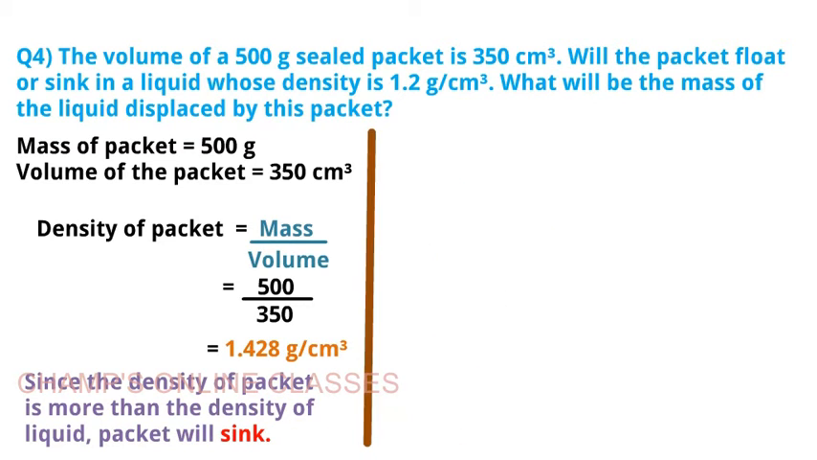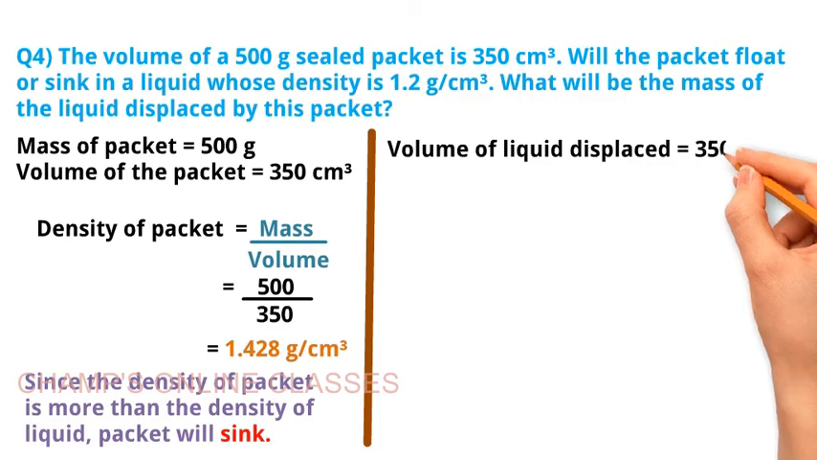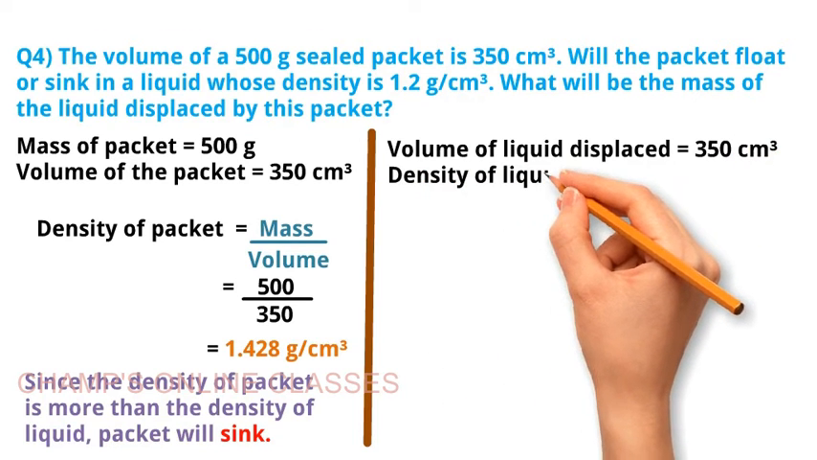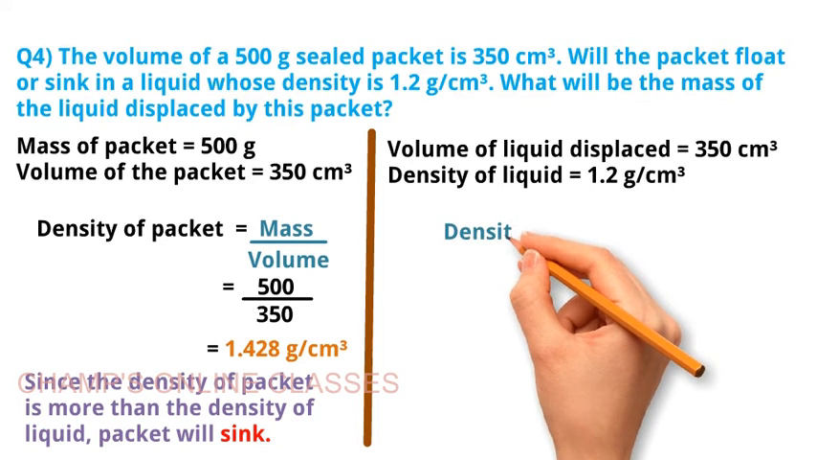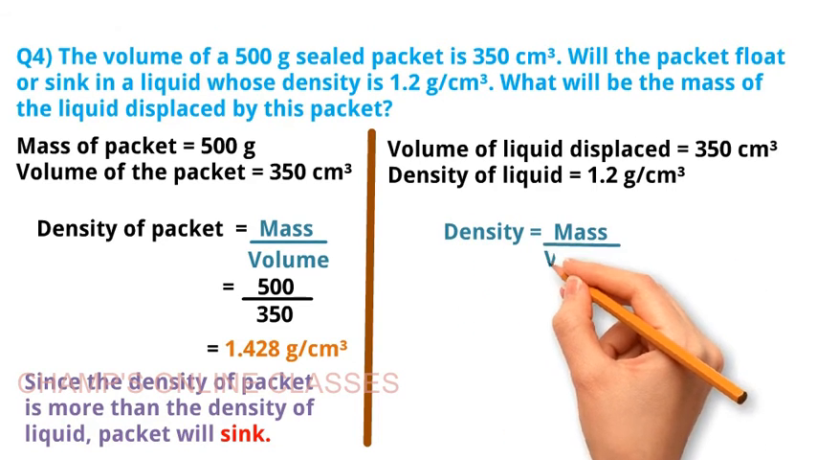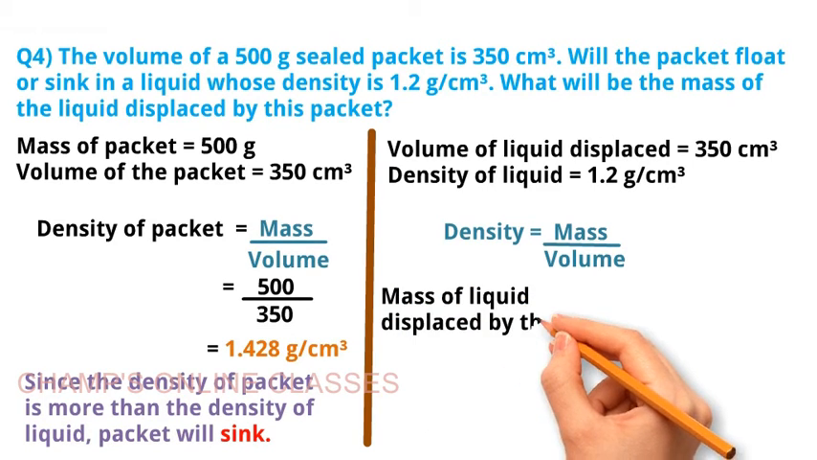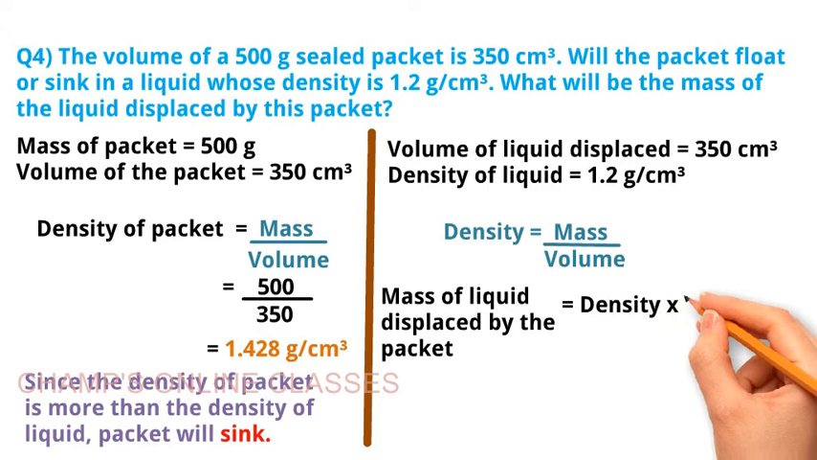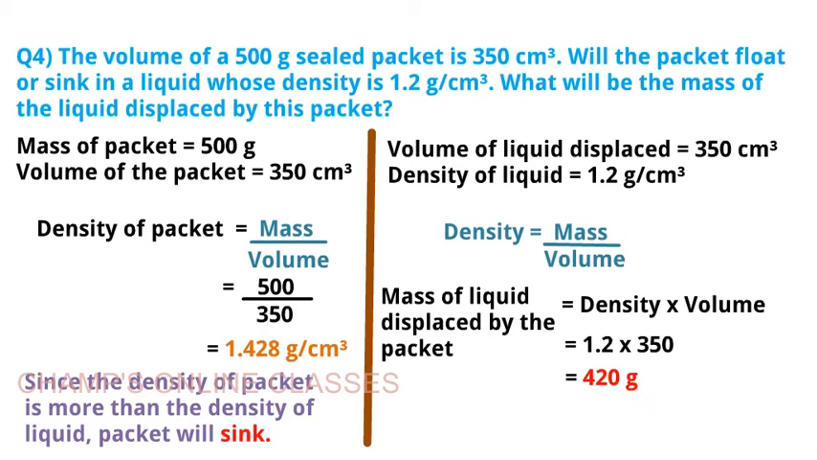Now, as the packet sinks, the volume of liquid displaced will be equal to the volume of the packet. Therefore, the volume of liquid displaced is 350 centimeter cube. The density of the liquid is 1.2 gram per centimeter cube, which is given in the question. So now using the formula of density, which is mass upon volume, we can calculate the mass of liquid displaced by the packet as density into volume, which is 1.2 into 350, which is 420 gram.